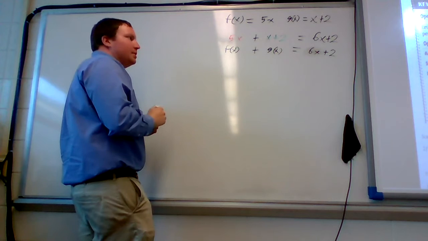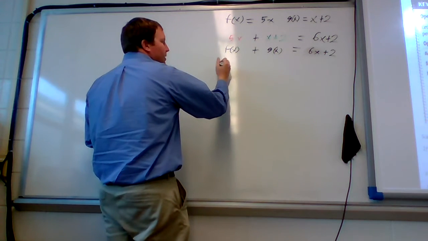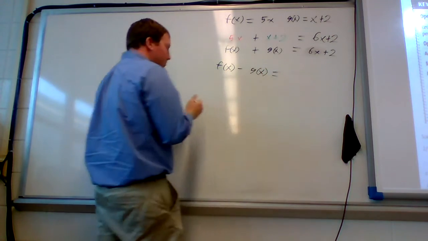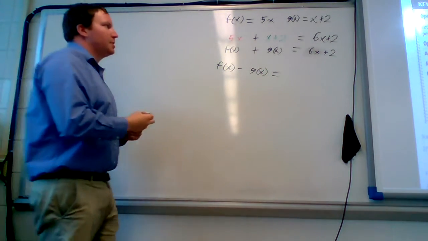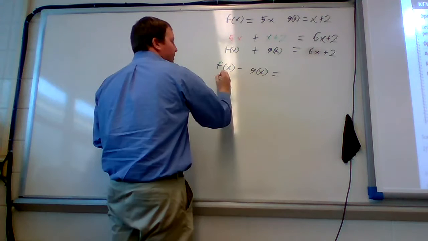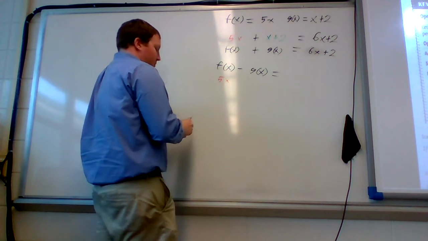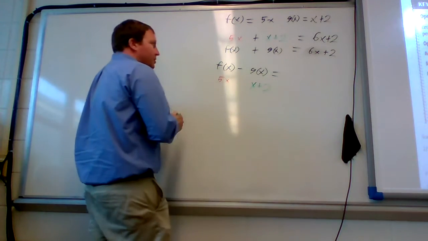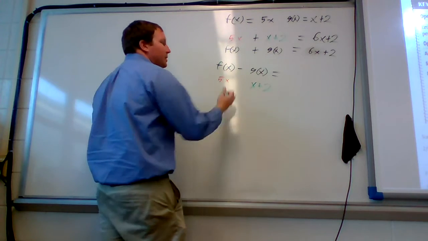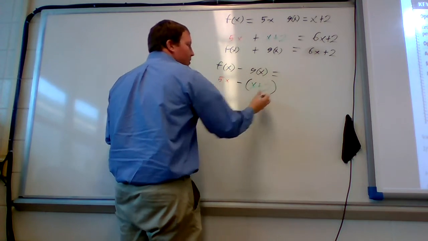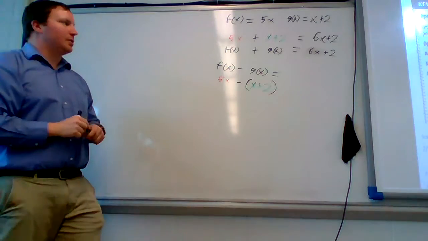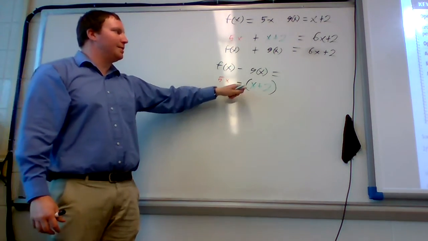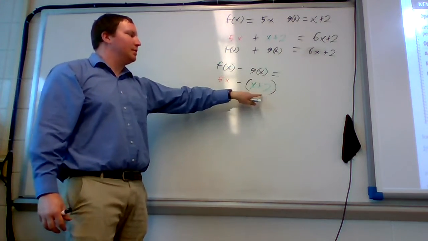So our new equation is just 6x plus 2. Our second equation, we have f of x minus g of x. So all that's really changing is the sign in between. So we have 5x for our f of x, and again x plus 2 for our g of x, and we are subtracting the g of x this time. Here's something that we need to do, though, to make sure we do it right. We want to put our g of x in parentheses because we're subtracting the entirety of g of x.